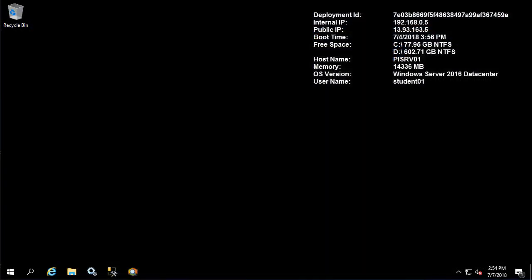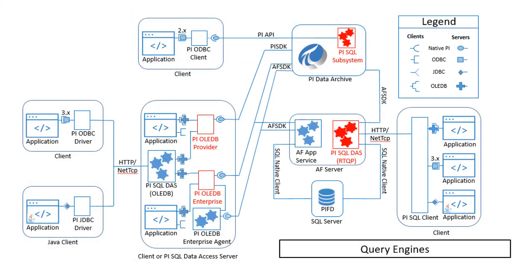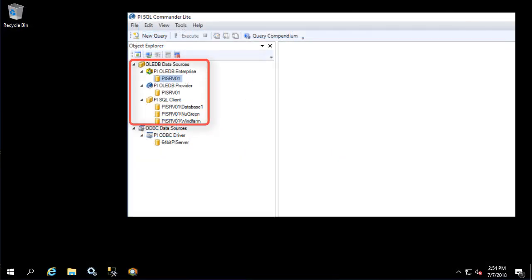The main thing to keep in mind when using the PI SQL family of products is that no matter what you're doing, PI SQL Commander is the place to start. The queries you need are specific to the query engine, whether you're using PI OLEDB Provider, PI OLEDB Enterprise, or RTQP, and each of those queries can be developed in PI SQL Commander with ease.